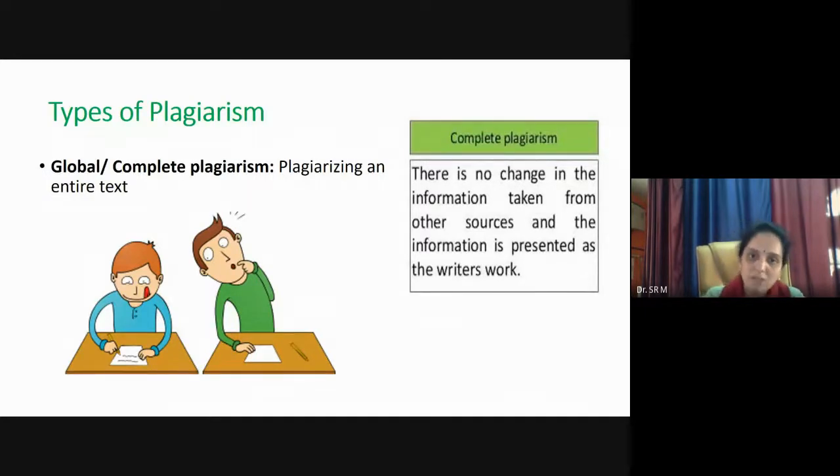You are also being dishonest about the authorship of the work because somebody else has done this. It is not for you. It is just meant for your reference. But what have you done? You have just scratched their name. You have put your name. Is this right? Never. So you are presenting somebody else's work. And this is the most severe type of plagiarism, right? And definitely this will have alarming repercussions.